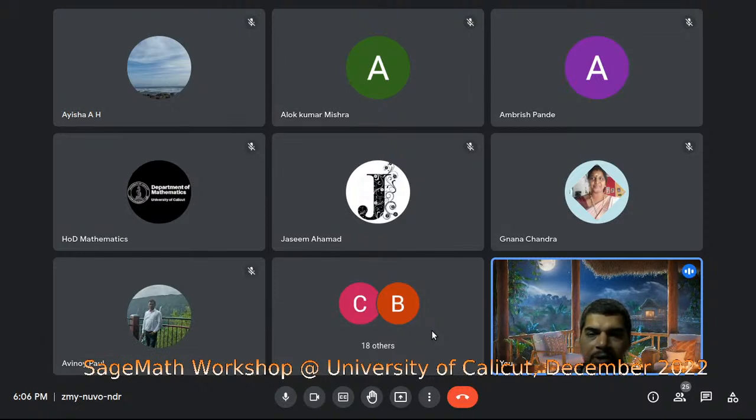But here we will be trying to see some properties that are related to integers, natural numbers, and probably we will see how to move from integers to these congruence rings and related stuff in abstract algebra. Okay, so let me start sharing the screen.